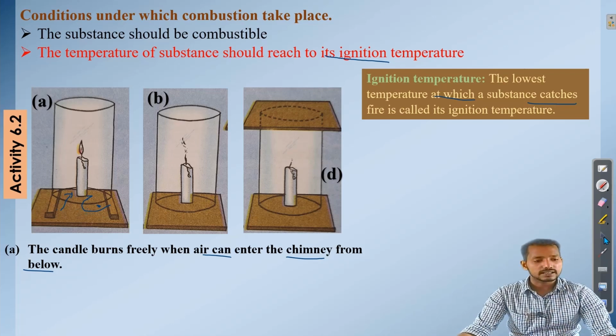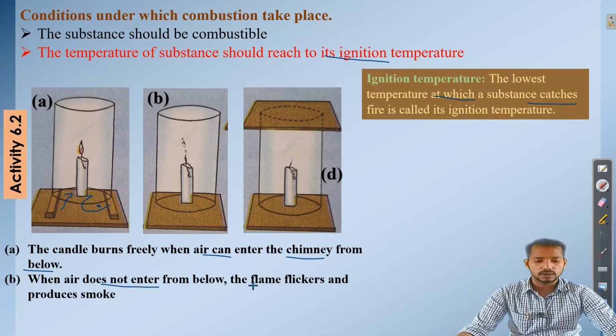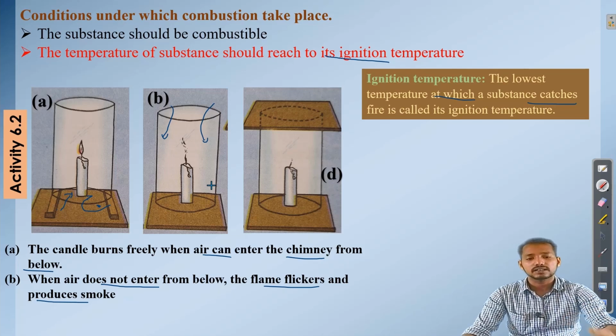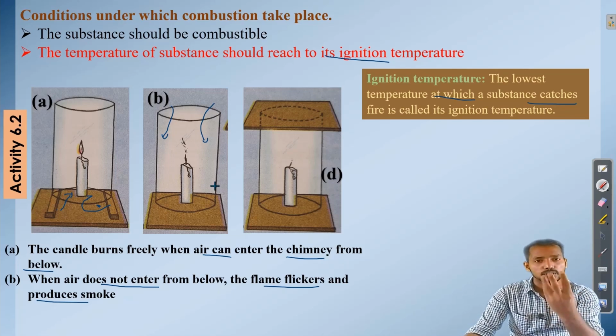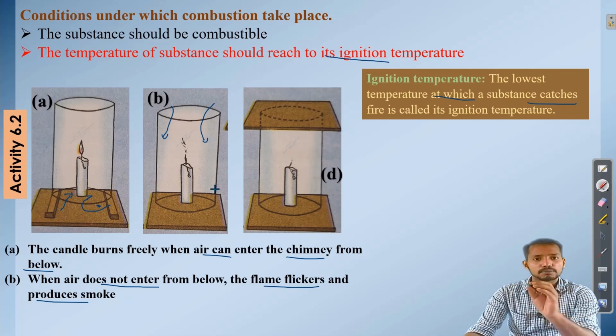Now in the second case, it does not go off completely, but it flickers and produces smoke. The reason is that air does not enter from the bottom part. The flame flickers and produces smoke because air can enter through the top part, but that is not sufficient for the combustion. Because of that, it produces smoke and the flame flickers. That means it seems the combustion process is taking place only partially.